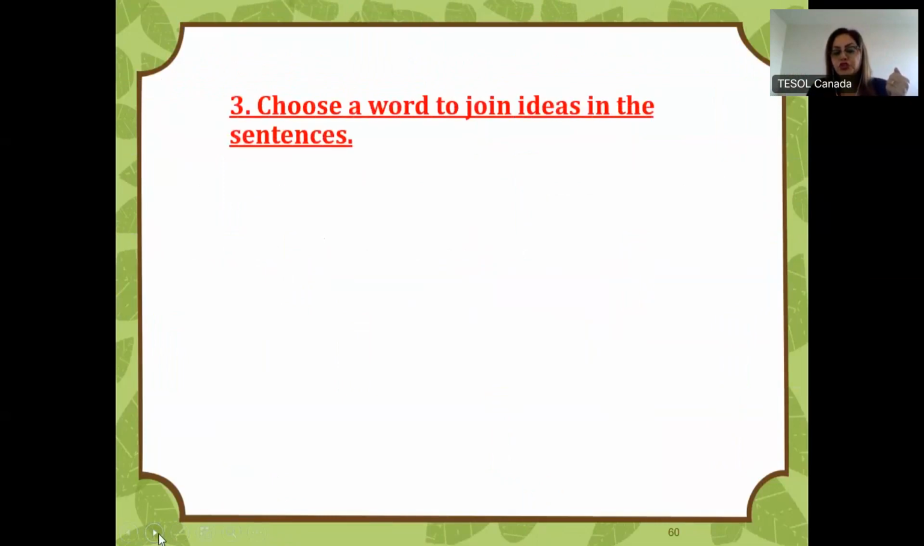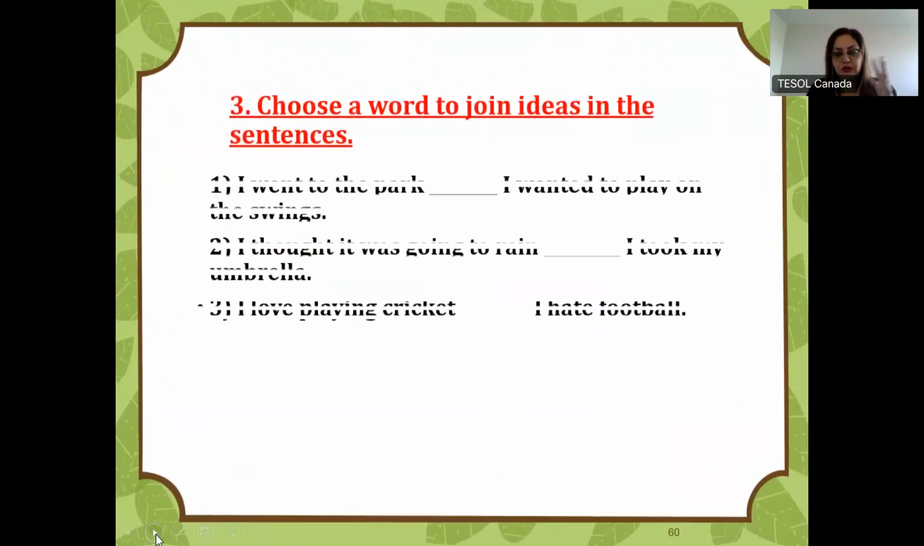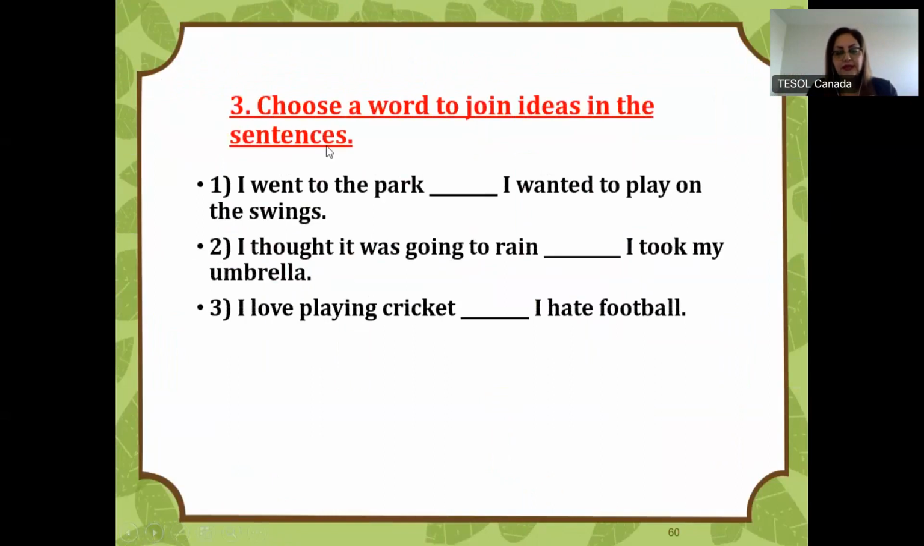Or choose a word to join ideas. So you give them some words, and they have to fill out the gaps. I went to the park. I wanted to play on the swings. I thought it was going to rain. I took my umbrella. So I love playing cricket. I hate football. But how to join sentences, make longer units.